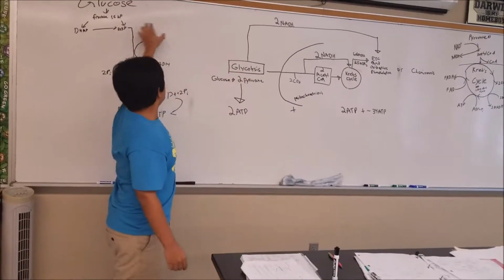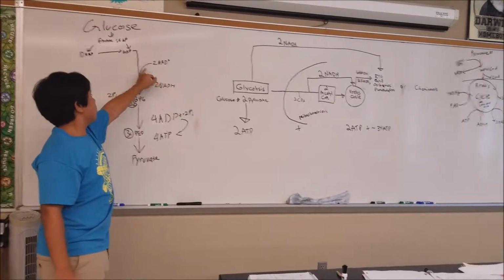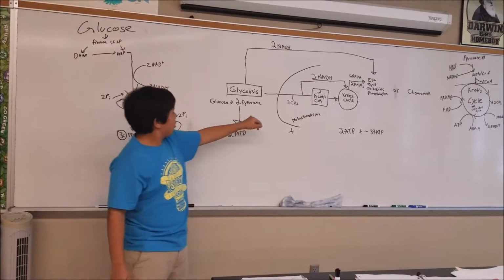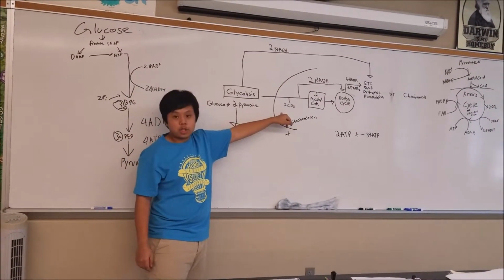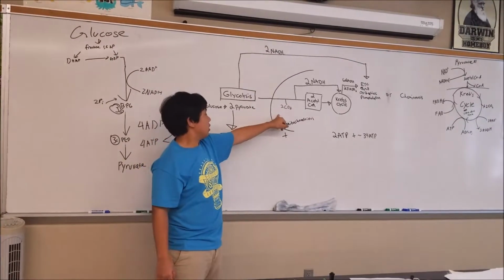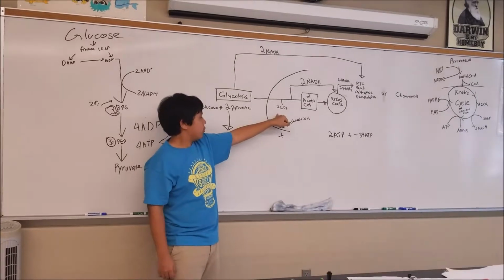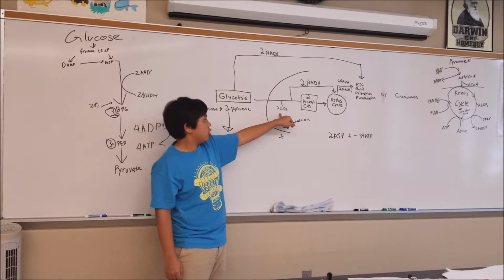Here we have 2 pyruvate, which occurred from here. Here we only displayed one, but it happens twice. From here, for pyruvate to enter, it must have oxygen. With oxygen, it enters, and two pyruvate will enter. And the 2 pyruvates will be decarboxylated with 2 CO2 being released.